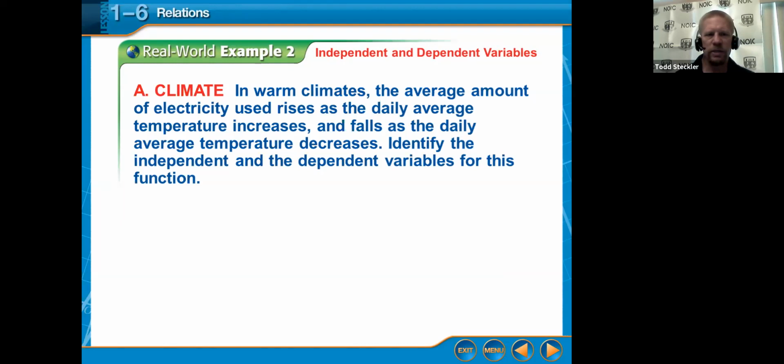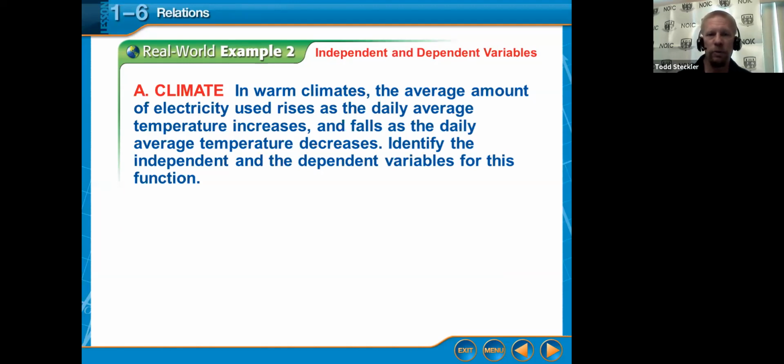This question says, in warm climates, the average amount of electricity used rises as the daily average temperature increases, and it falls as the daily average temperature decreases. Identify the independent and the dependent variables for this function. So in this case, the independent variable is something that, if you will, can't be controlled.